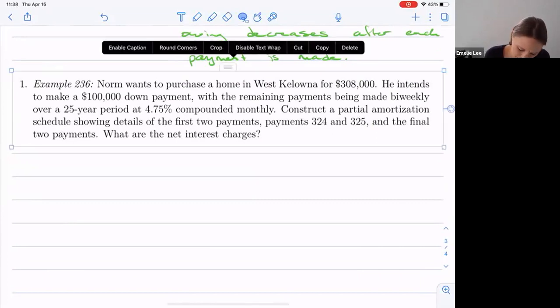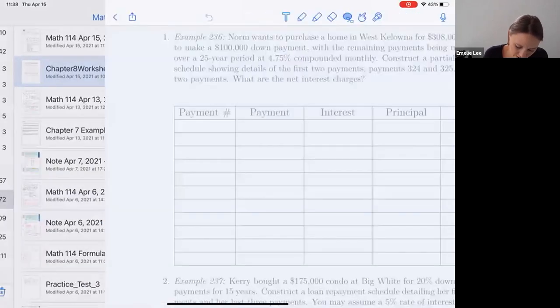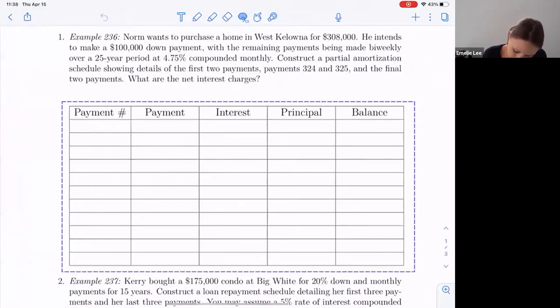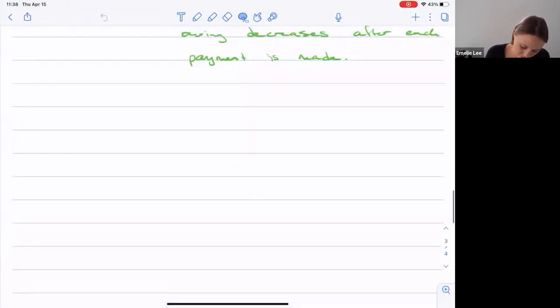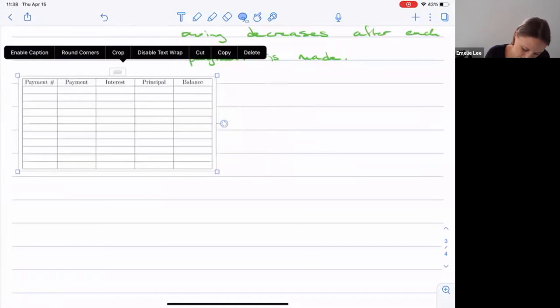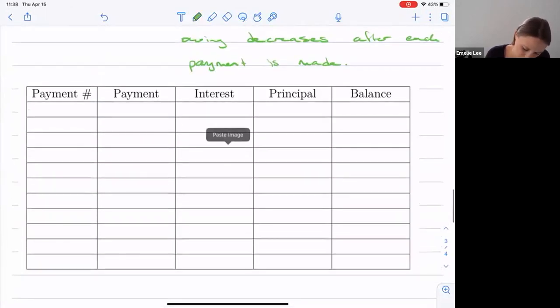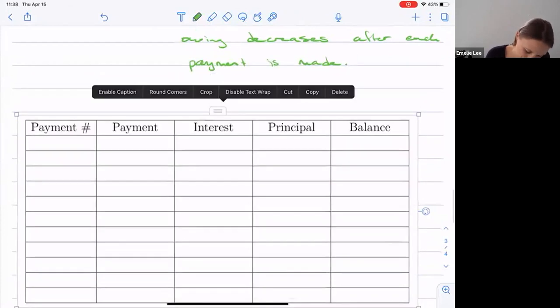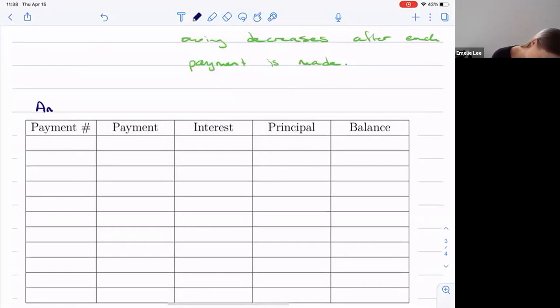Okay, I changed my mind. I'm gonna hold off on this and let's just talk about this amortization schedule. So this is what it's gonna look like, okay? So this here is an amortization schedule.